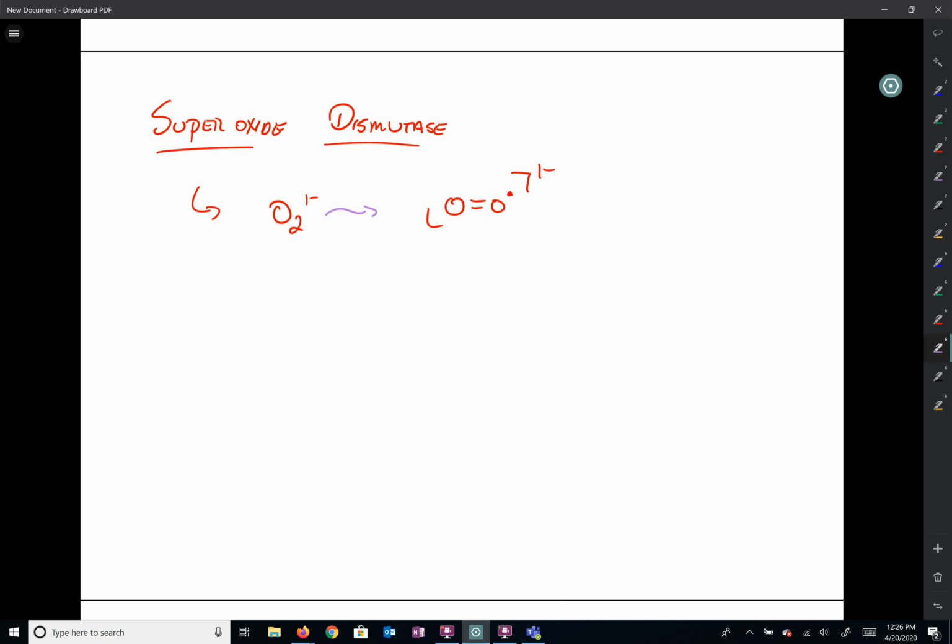So we need to realize that oxygen is a good oxidizer, and it loves to grab electrons and push this stuff around. And if it happens to grab an electron and turn into superoxide, which is this right here, O2 1 minus, it's a radical. That is a radical system, right?